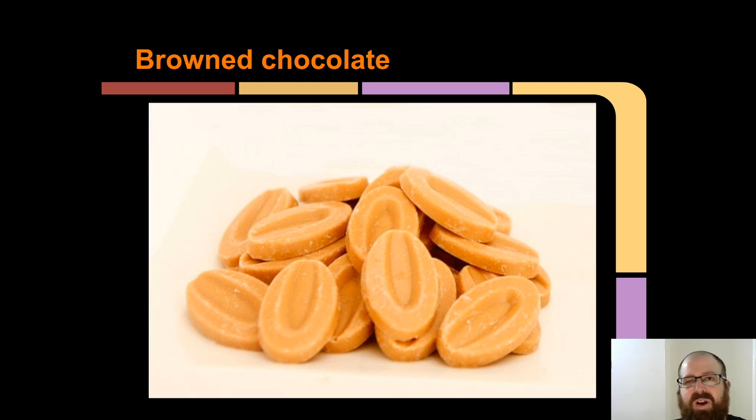Once again, brown chocolate is a technology that actually used to be fairly rare. Some company called Valrhona discovered it, patented it. Its patents are now expired, and brown chocolate is becoming more and more common, and I'm very happy about that.